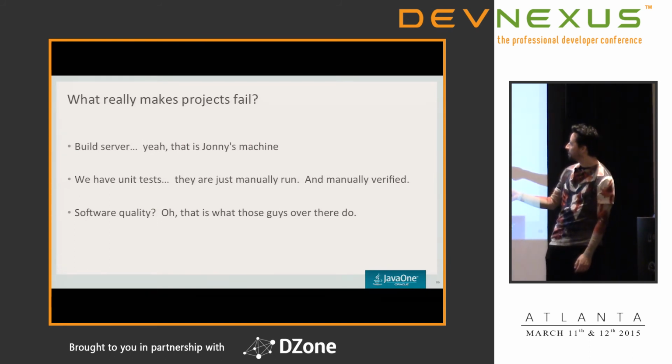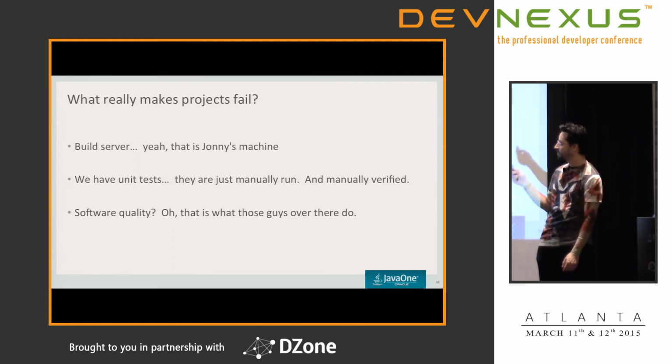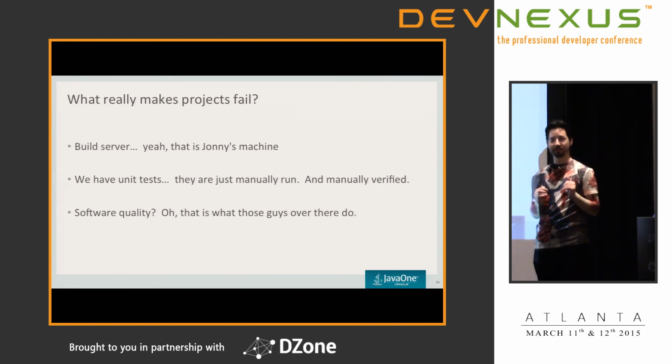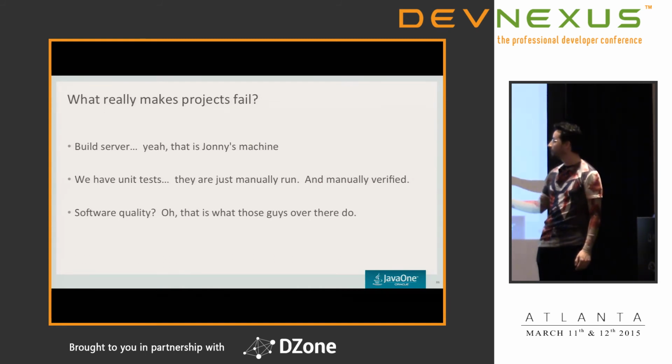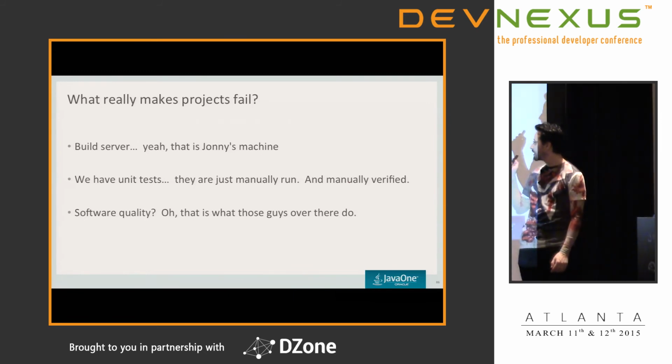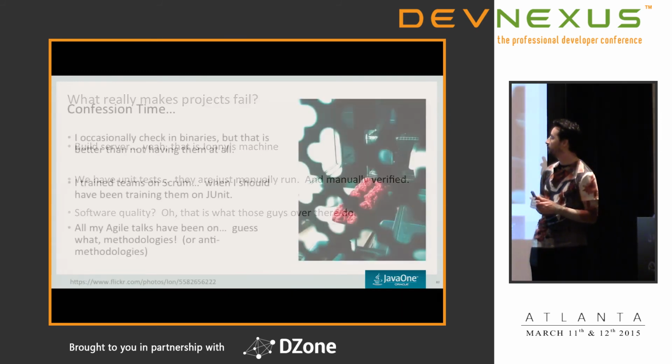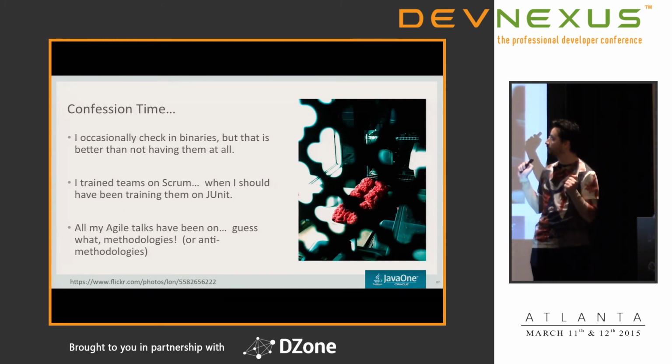Okay. We have unit tests. They're just manually run and manually verified. I had people who would, with a straight face in a meeting, tell me, yes, we have unit tests. And I would check the code base, and there would be checked-in main methods with no assertions. Okay. Anyway, software quality. That's what the guys over there do. Throw it over the wall. Very common anti-pattern.